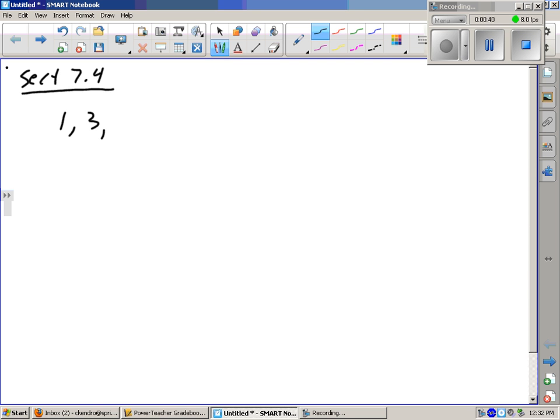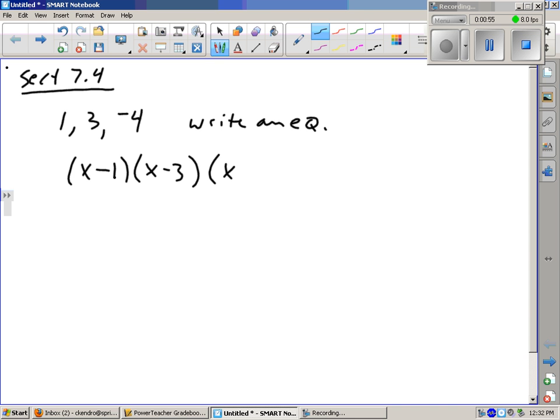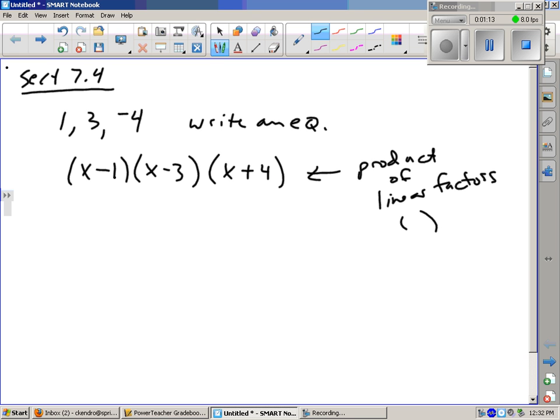Let's say I gave you these as your zeros, and I asked you to write an equation that has those as their zeros. Well, the first thing you would do is put them in their parentheses form. Now, this form is called the product of linear factors. You have to know that because that's how the directions are going to be worded. Write as a product of linear factors. So you have to know that that means the parentheses form, any amount of parentheses.